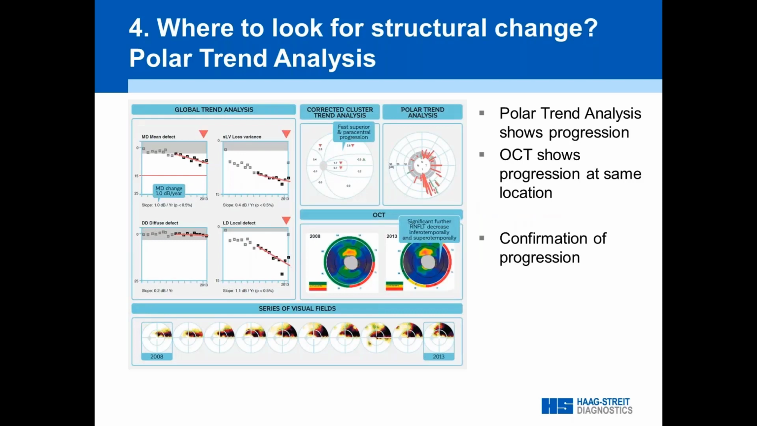And here's a case, clearly progressing. Fast superior paracentral progression. The polar analysis is basically pointing to this region, and so does the OCT change over just 5 years. And that's really nice, kind of confirming what you see.